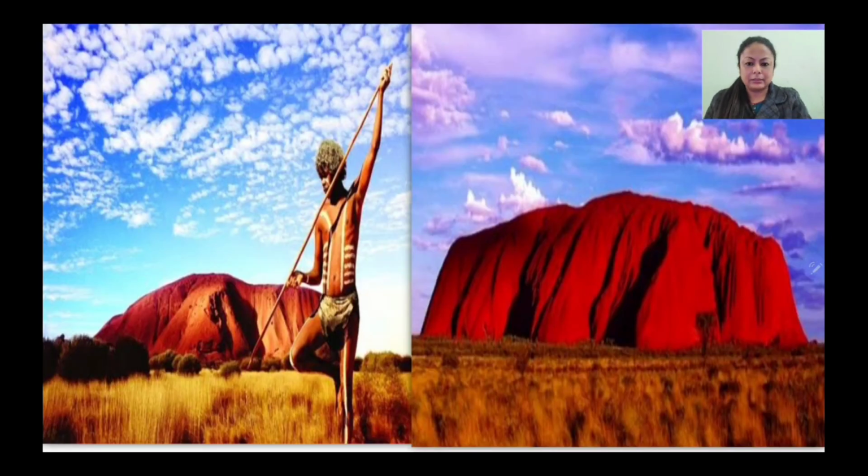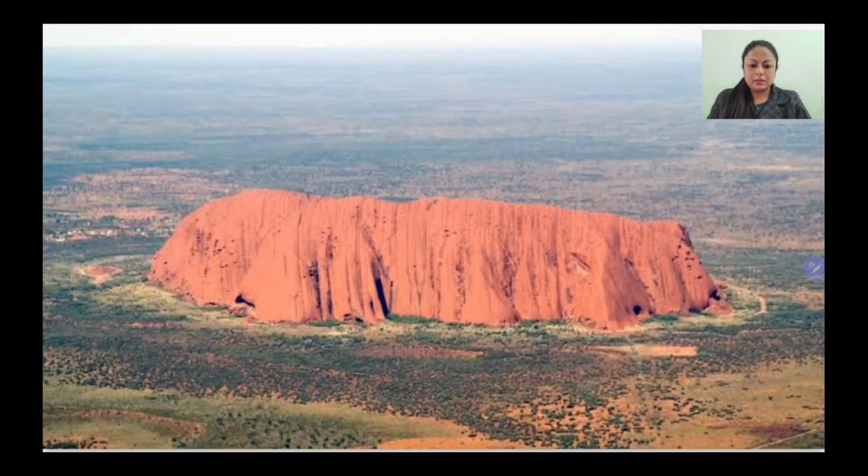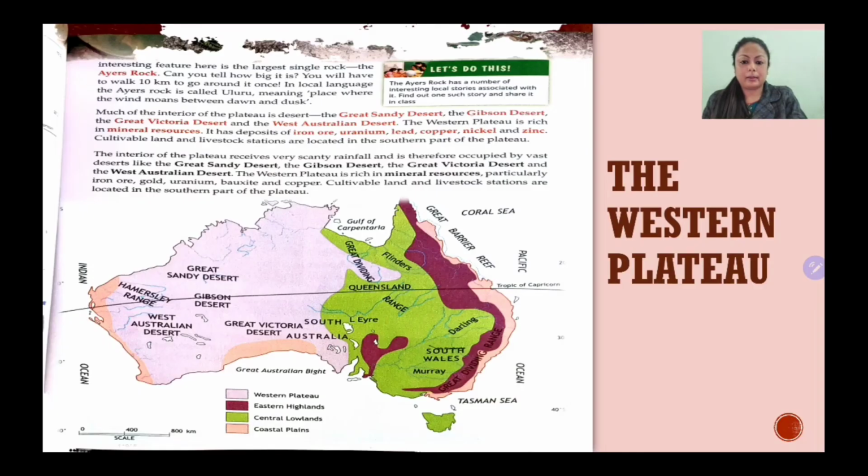So let's see some more pictures. This is a typical Aborigine, and the photograph is clicked to show the connection between the Aborigines and the Uluru. This is another picture. You can see in such a huge area where there is no other elevation or change in relief, the rock is lying as if a giant is sleeping. Alright, so this was all about the Ayers Rock, the world's largest monolith.